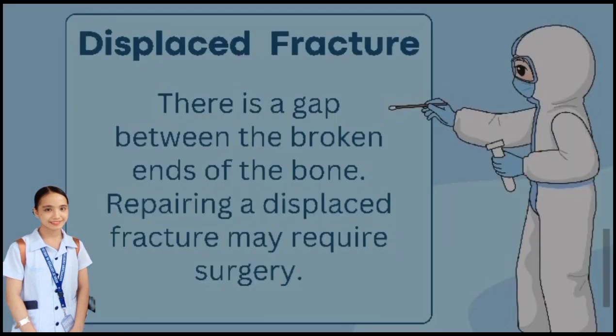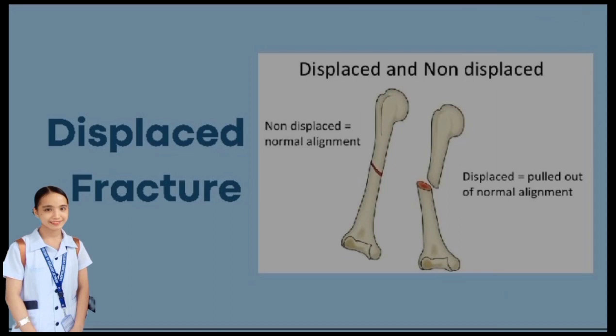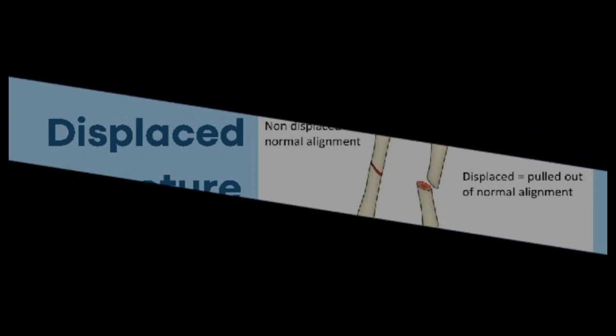Next is displaced fracture. There is a gap between the broken ends of the bone. Repairing a displaced fracture may require surgery. In a displaced fracture naman, the bone is snapped into two or more parts and moved so that the two ends are not lined up straight. Ang mga bali ay kadalasang sanhi ng mga trauma tulad ng pagkahulog, aksidente sa sasakyan o pinsala sa sport.